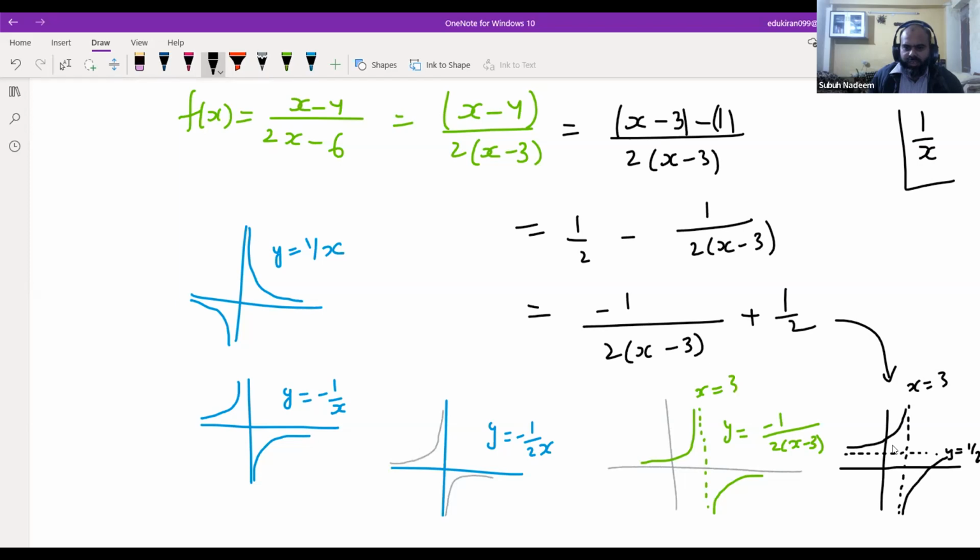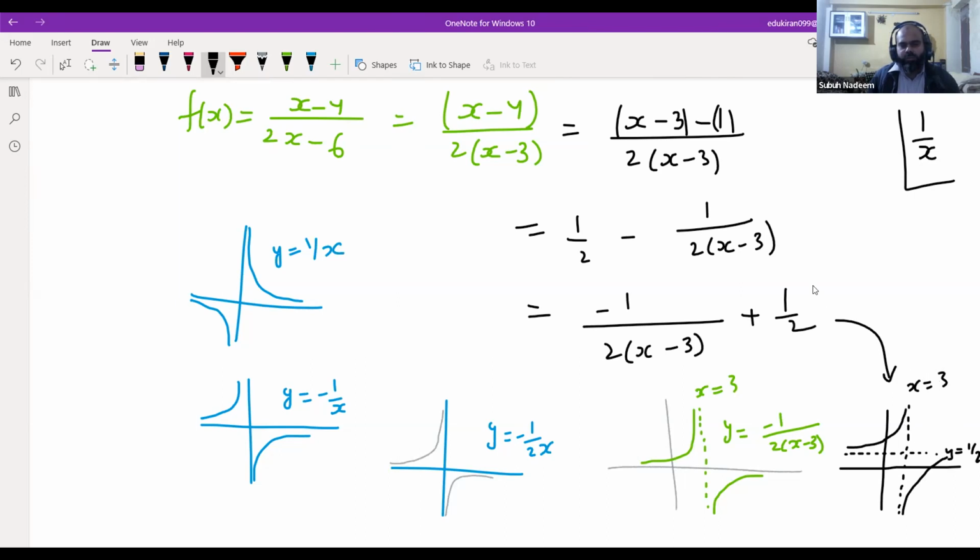So it is increasing till 3, x less than 3, minus infinity to... No, it is increasing everywhere. Here also it is increasing. So except at 3, it is increasing everywhere. 3 is a vertical asymptote.